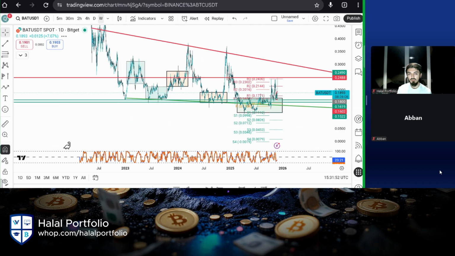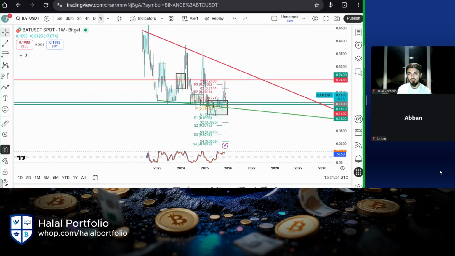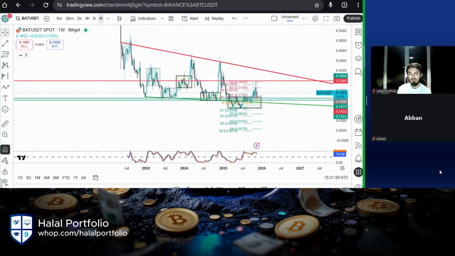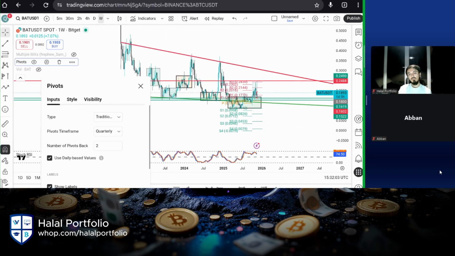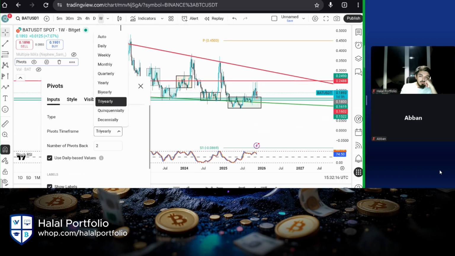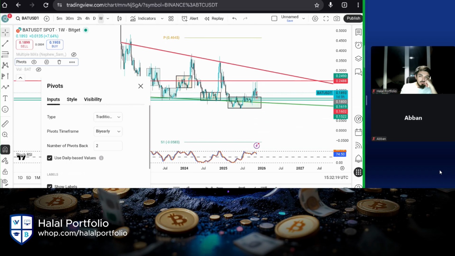So pivot point, what it does is basically finds the equilibrium point of the whole candlestick pattern. So for example, let's go here. Currently, let me go to the highest level, the pivot time frame. So let me see if we can see in the bi-yearly. No, in the yearly. Yes.